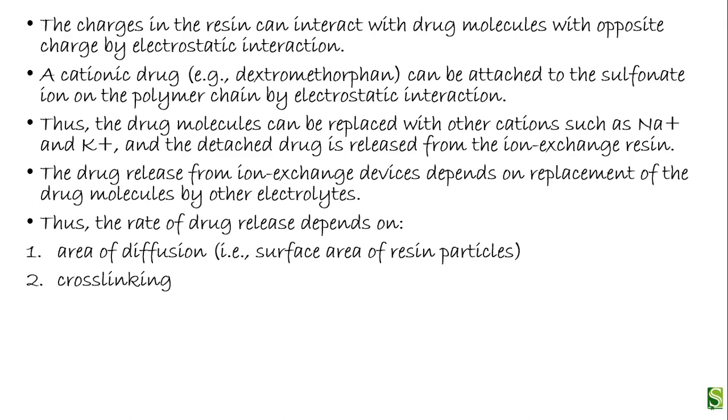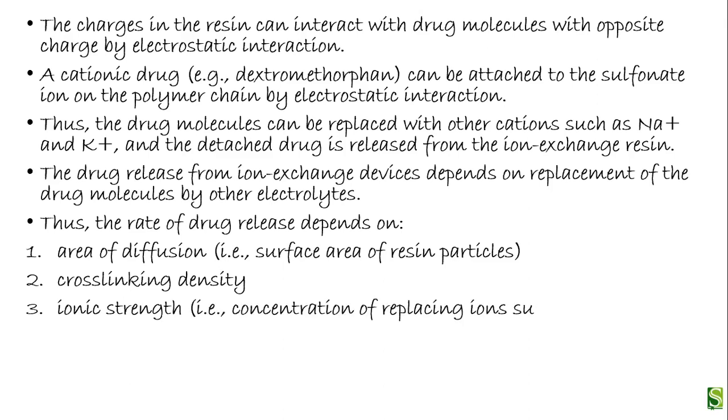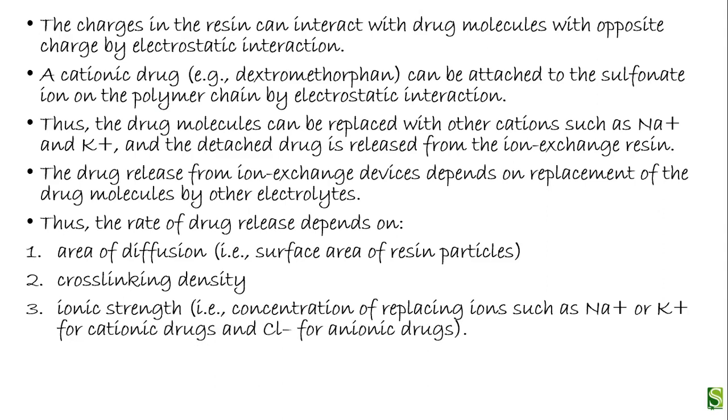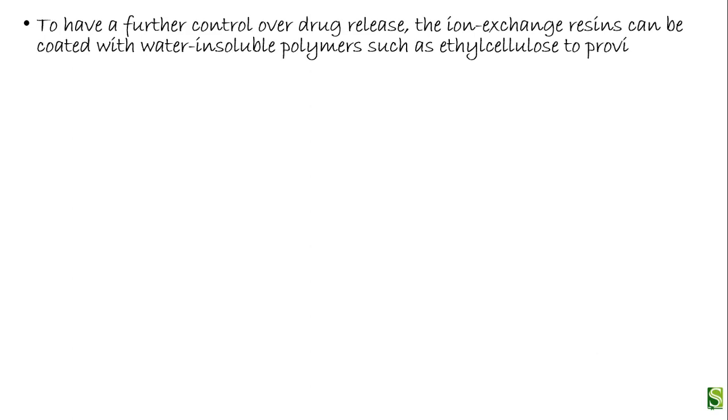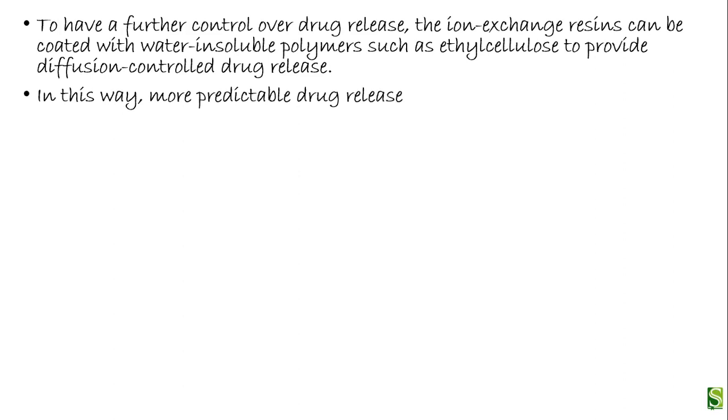area of diffusion, that is the surface area available of the resin particle, cross-linking density, ionic strength, that is the concentration of the replacing ions such as sodium or potassium inside the body for cationic drugs and chloride for anionic drugs, and coating of the drug resin complex. To have further control over drug release, the ion exchange resin can be coated with water insoluble polymers such as ethyl cellulose to provide diffusion controlled drug release. In this way, more predictable drug release can be obtained.